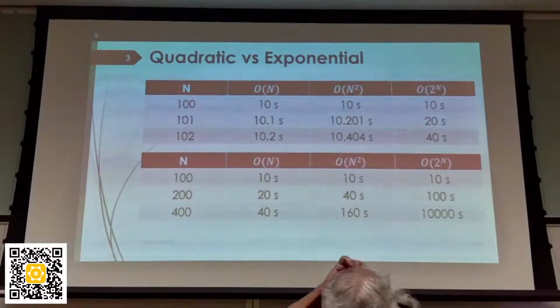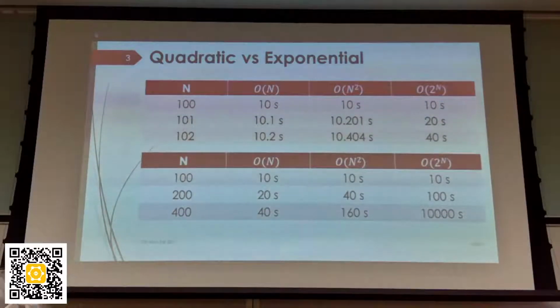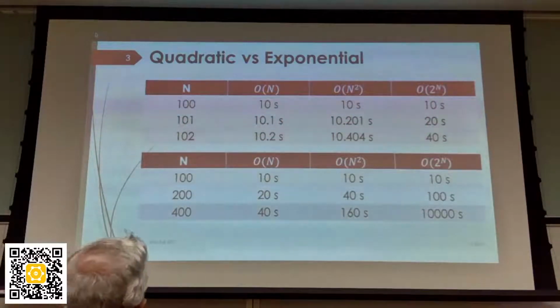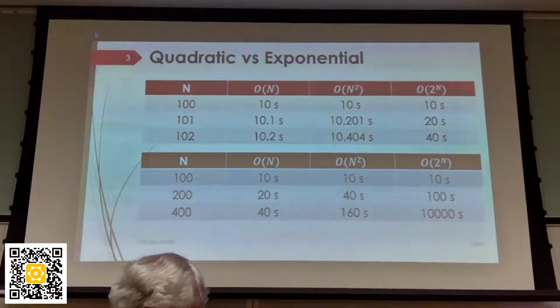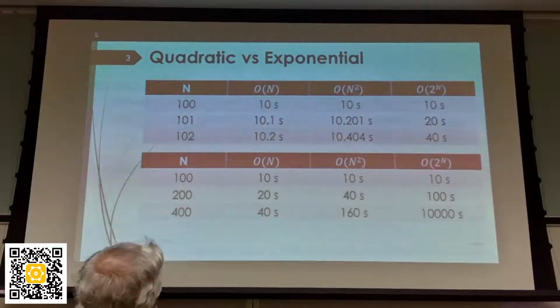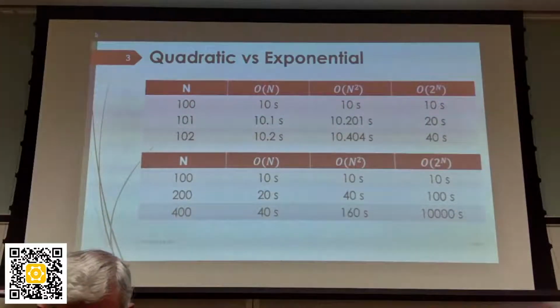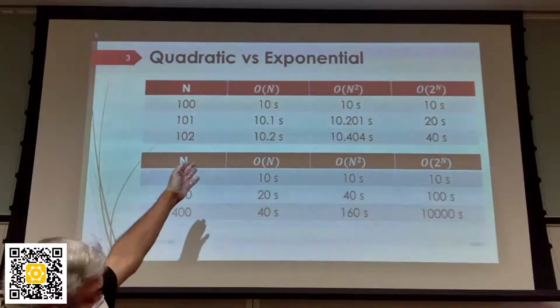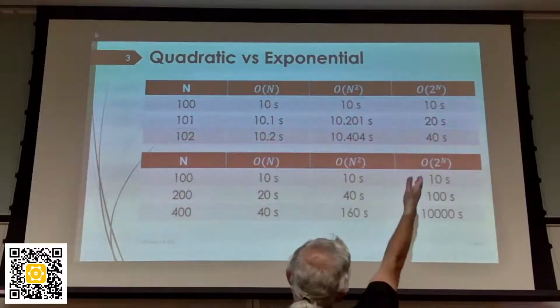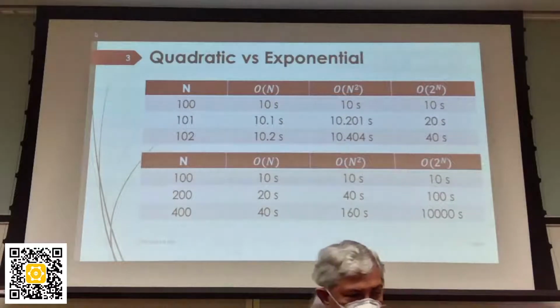So I like to start with this because often people don't understand what exponential time means. And so I have this little table. Let's say that I have three different algorithms, and for a given input size, let's say that the linear time algorithm runs in 10 seconds, and so does the n-squared algorithm, and so does the exponential time algorithm.